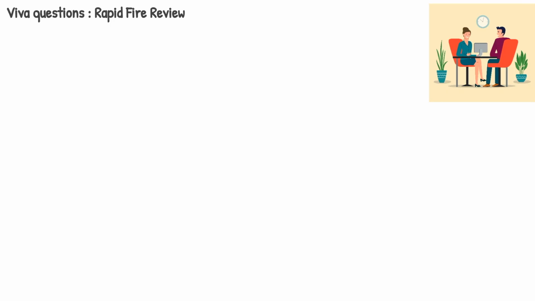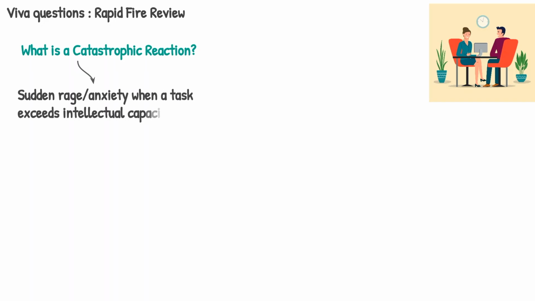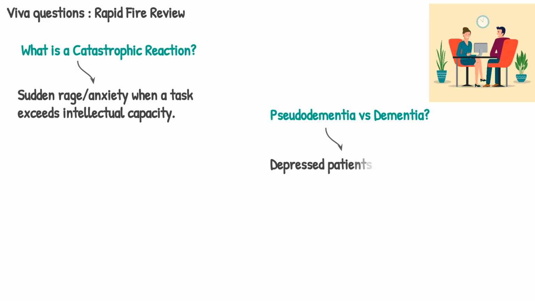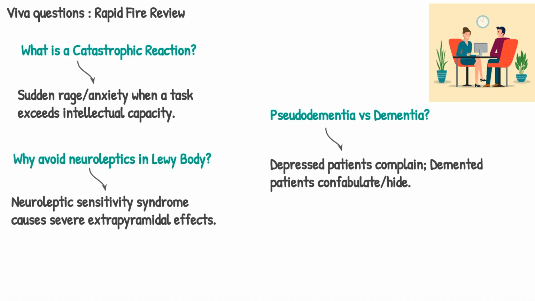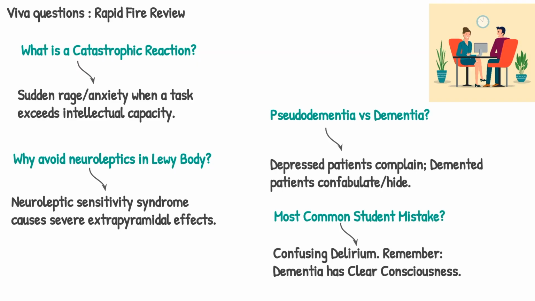Viva questions, rapid-fire review. What is a catastrophic reaction? Sudden rage or anxiety when a task exceeds intellectual capacity. Pseudo-dementia versus dementia. Depressed patients complain. Demented patients confabulate or hide. Why avoid neuroleptics in Lewy body? Neuroleptic sensitivity syndrome causes severe extrapyramidal effects. Most common student mistake? Confusing delirium. Remember, dementia has clear consciousness.